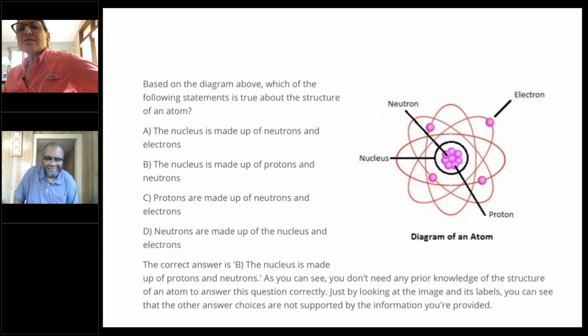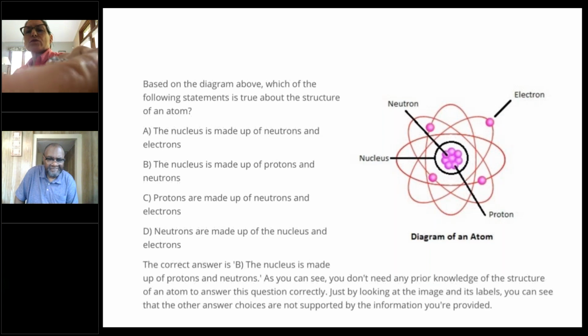A, the nucleus is made up of neutrons and electrons. So let's go back to the diagram. What is the nucleus made up of? Neutrons, electrons, protons, and nucleus. Okay, what part is the nucleus in that picture? It's just at the center. Yes, so what's in the nucleus? Those are protons and neutrons. Yes, and not electrons, because you see the electrons are on the outside, right? Yes. So A is not true because the electrons are on the outside.